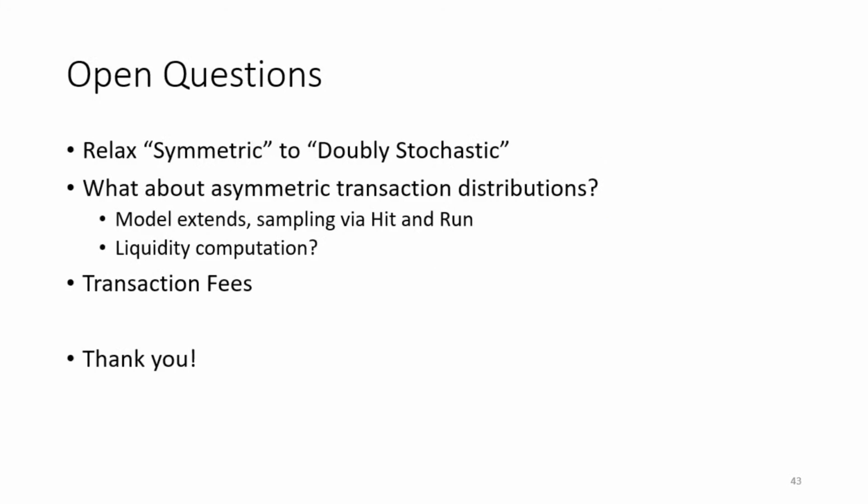I'll close by just mentioning that earlier we assumed that the transaction distribution was symmetric. It would be interesting to relax that assumption to, say, doubly stochastic or a general asymmetric transaction distribution. And in these cases, our model will extend and the mathematical framework will extend. And so we can get sampling via generic methods like, say, hit and run. But computing the exact number for liquidity becomes a challenge.